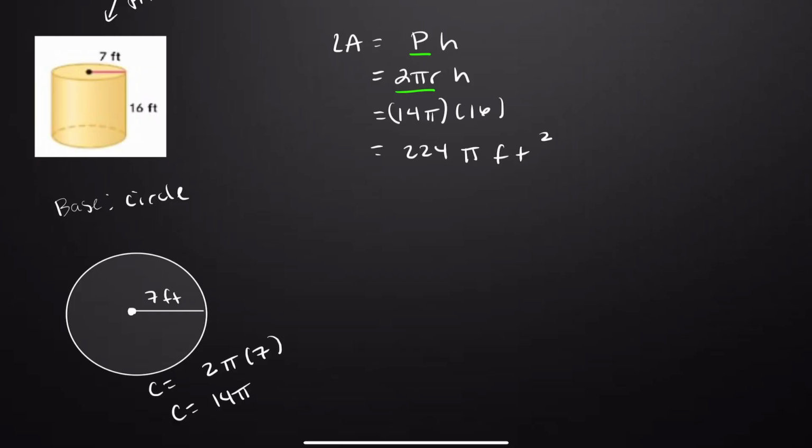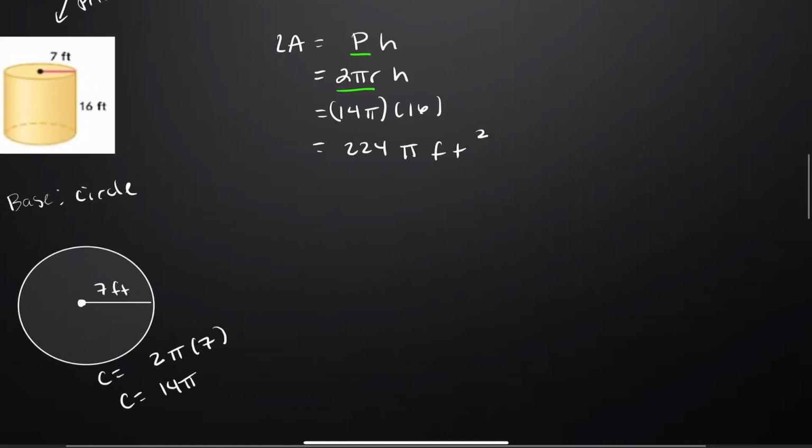And if I want to give a rounded answer, I would multiply the 224 and the pi together, which is approximately 703.7, if we're rounding to the nearest tenth. Okay, so this is my exact answer, and this is my approximate answer. Now, to find the surface area, it's 2 pi RH plus the two bases combined, right? Surface area deals with the two bases included.